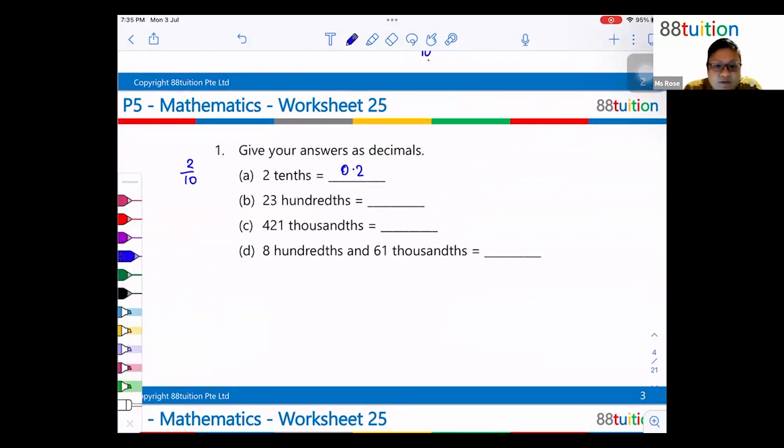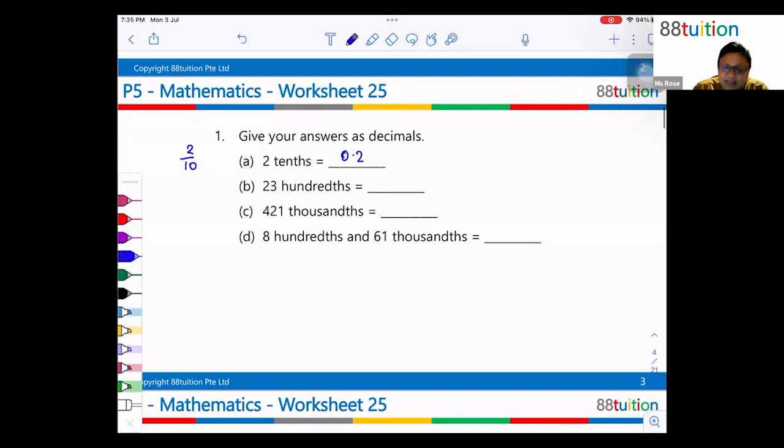All right. Now, for those of you who didn't get it, it is written this way. Then 23 hundredths now. 23 over 100, write down as it is. The denominator will be 100, so that you know that you must have 2 decimal places. So in front is 0, 2 decimal places, that's 23.